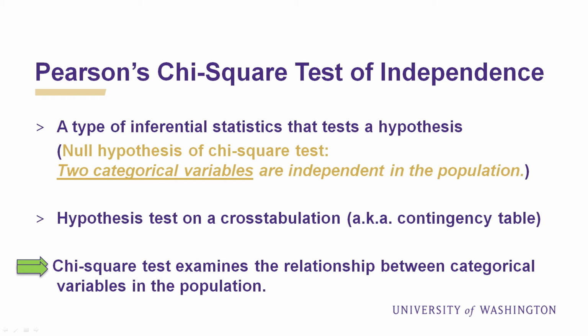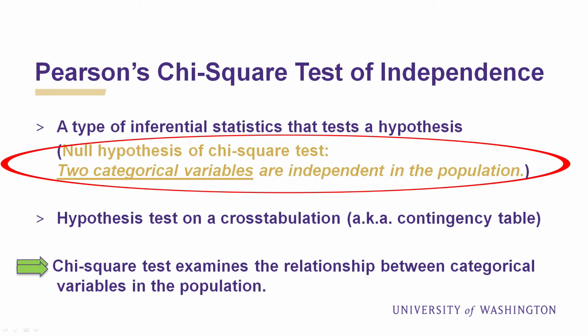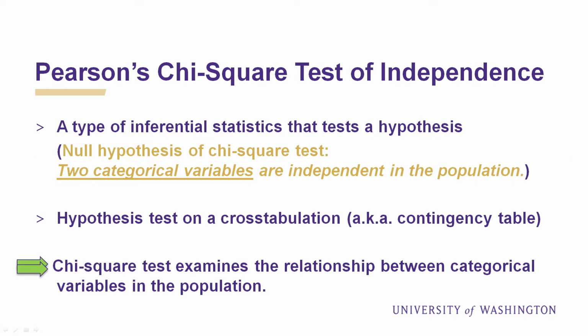And thus, if you want to use chi-square test as your inferential statistics, it is essential to know the basic null hypothesis of chi-square. The null hypothesis of chi-square is like this. Two categorical variables are independent in the population. And in order to easily test the null hypothesis and calculate the chi-square test values, we use cross-tabulation, which is the same as contingency table.